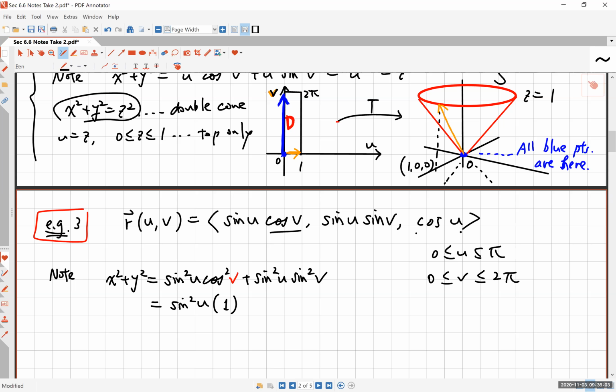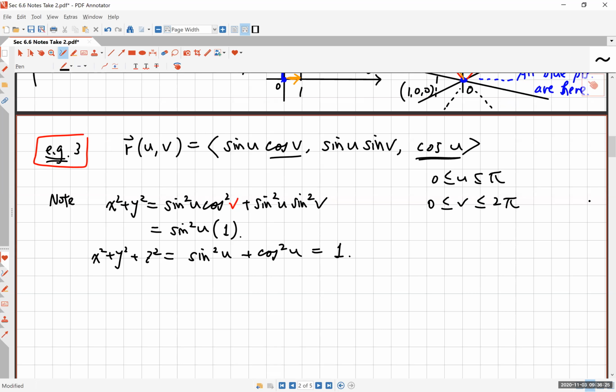Now, it's not exactly z, right? Oh, but look, then x squared plus y squared, and then if you add z squared, watch what happens. Wow, looks like sine squared u plus cosine squared u, because that's your z squared, that is equal to 1. Right? What does that look like? I hope it looks round to you. x squared plus y squared plus z squared is equal to 1. This is otherwise known as the unit sphere. Okay, and that's exactly what's happening here.